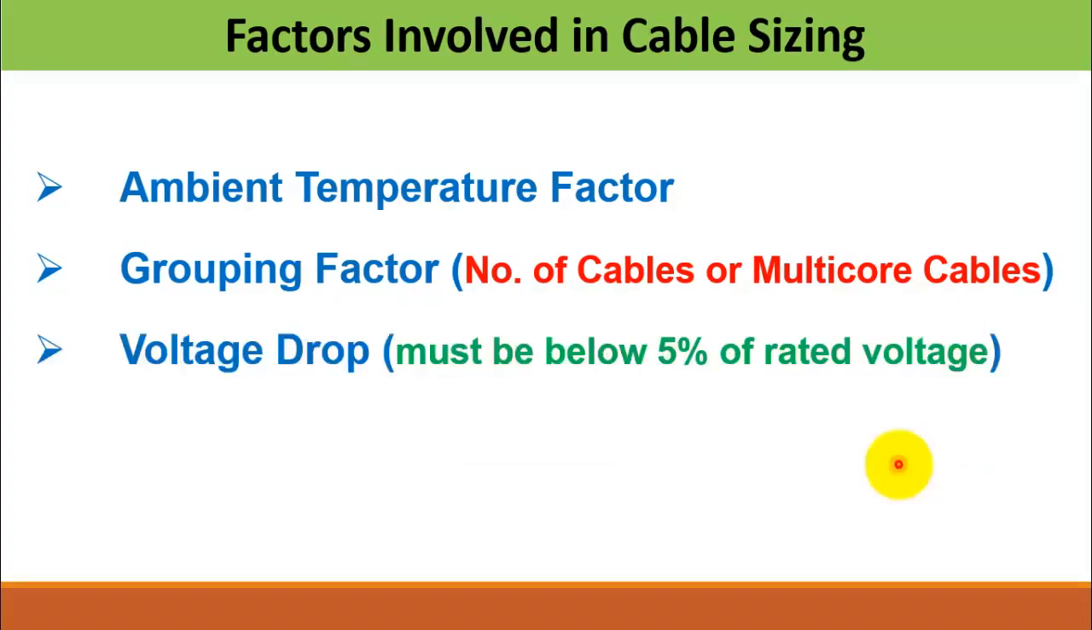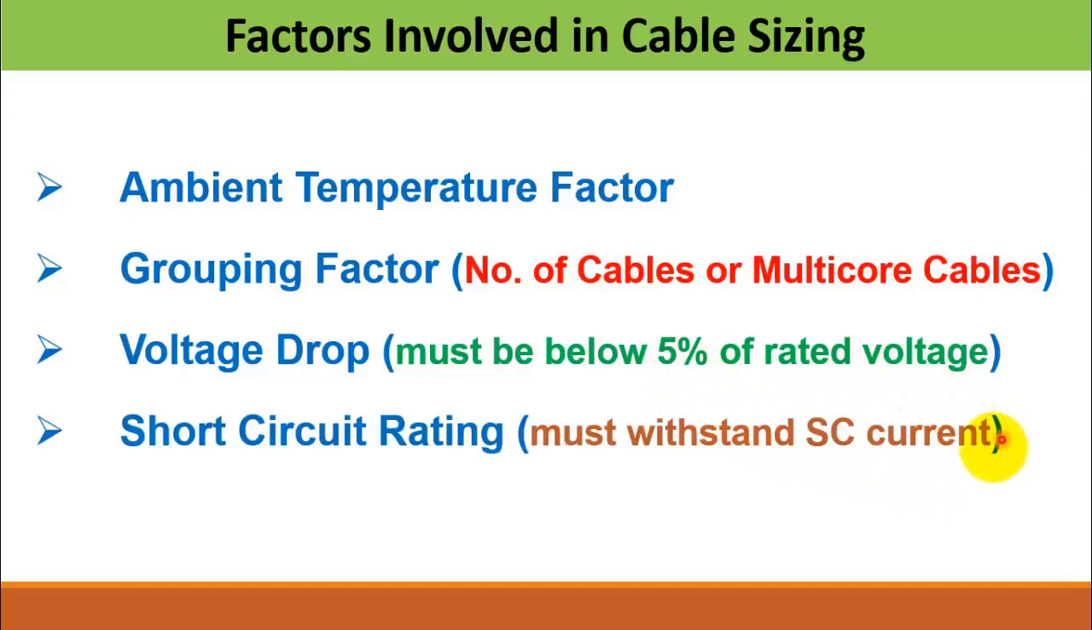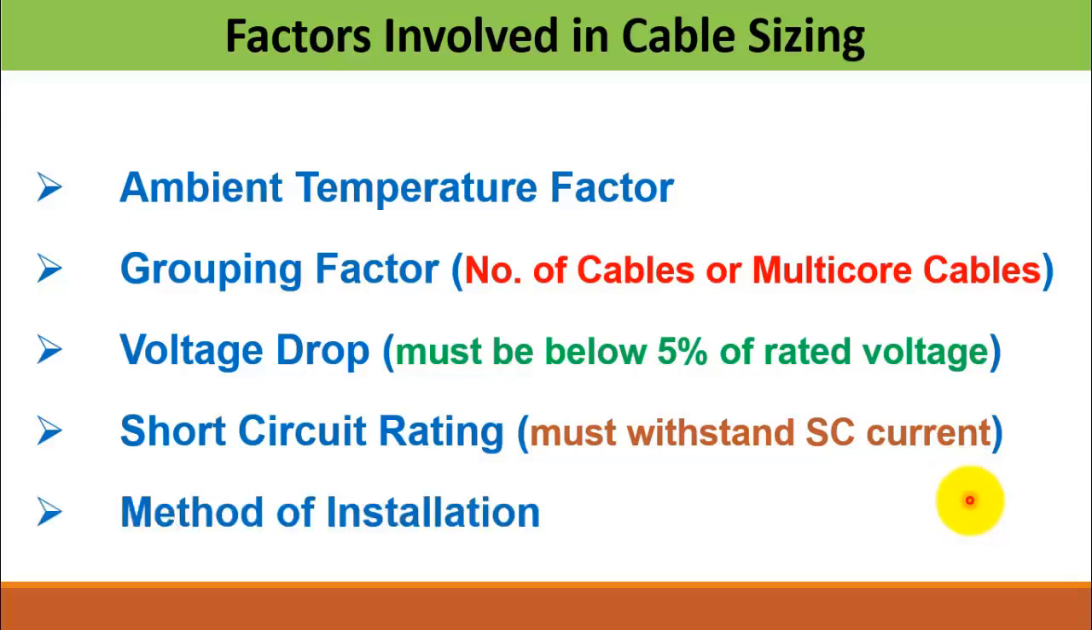Next is voltage drop. Always select the size in which total voltage drop shall be less than 5% of rated voltage. Next is short circuit rating. The selected cable shall be capable to withstand maximum short circuit current. Last but not the least is the method of installation. The current carrying capacity of the same cable is different for different types of installation.